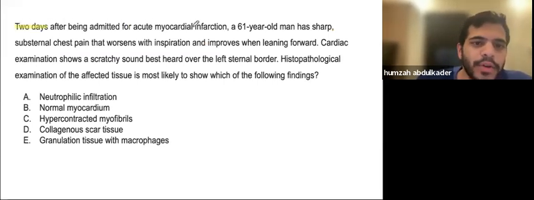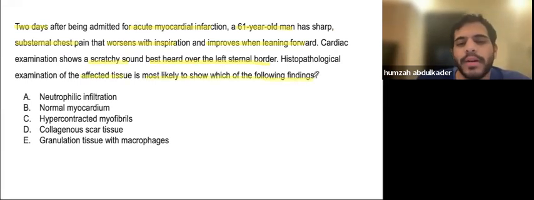2 days after being admitted for acute MI, a 61-year-old man has sharp substernal chest pain that worsens with inspiration and improves when leaning forward. Cardiac exam shows a scratchy sound best heard over the left sternal border. Histopathological examination of the affected tissue is most likely to show which of the following findings?